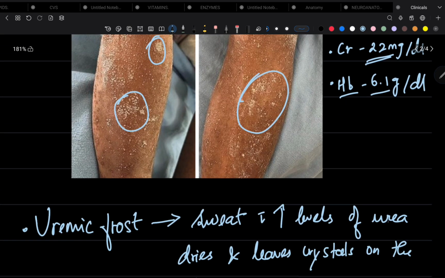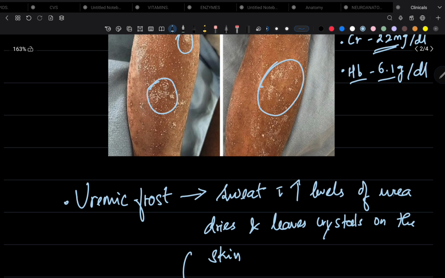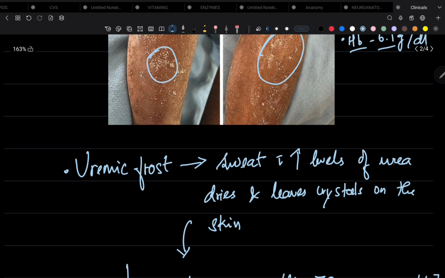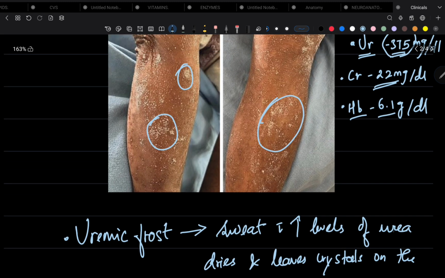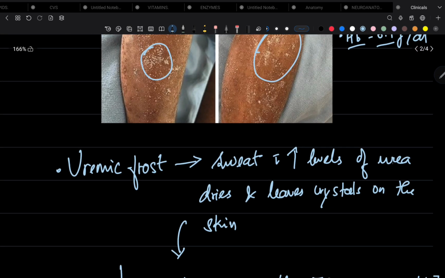Uremic frost is due to increased amount of urea in the sweat. So patients with chronic kidney disease and the patient who is on acute on chronic renal failure can develop uremia, which is excreted more in the sweat. And when this sweat dries, it leads to the formation of crystals, as you can see in this image. These white crystals are nothing but uremic frost, uremic crystals.